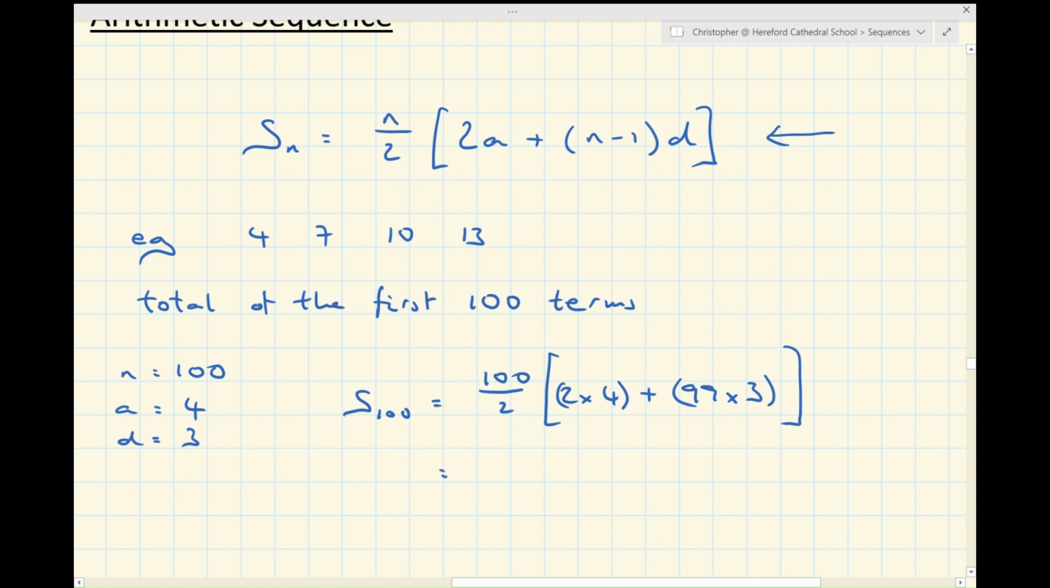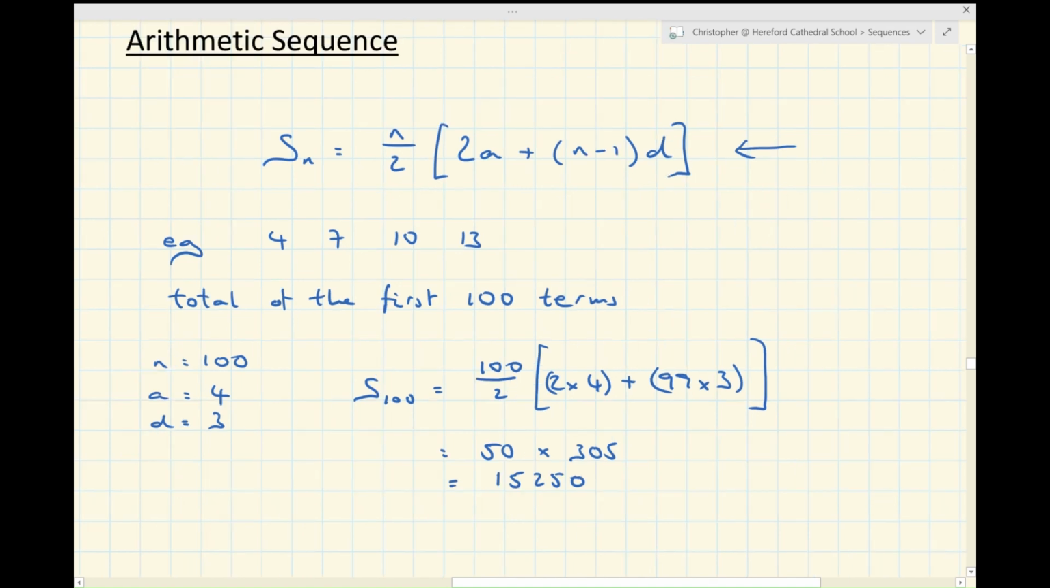So on my calculator, I'm going to do 2 times 4 is 8, and I'm going to add that to 99 threes. And so I've got 100 over 2, multiplied by 305. And so the sum of the first 100 terms of that sequence is 50 times 305, 15,250.